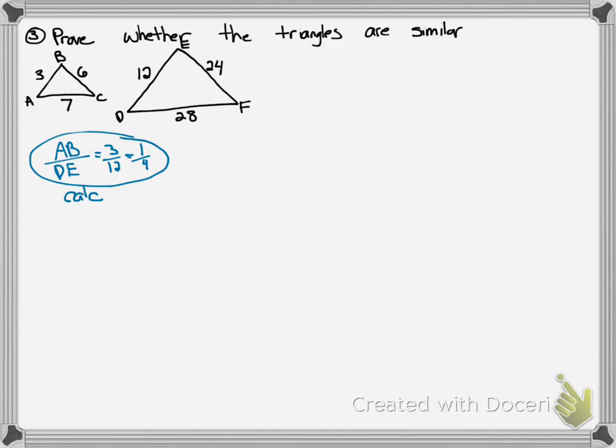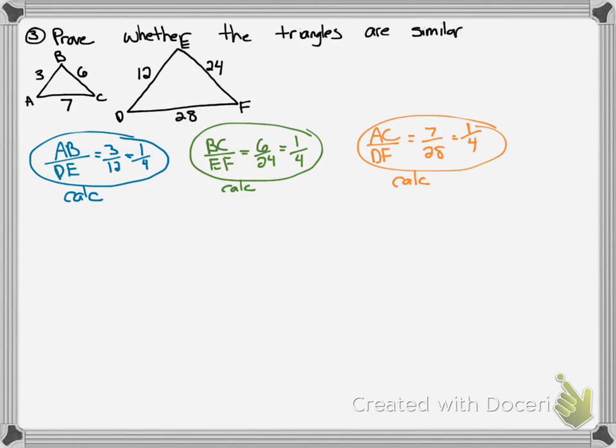Here's the first step that I did, comparing the smallest side on the triangle on the left with the smallest side on the triangle on the right. Gives me 3 over 12 or 1 over 4. Those are just calculations. Do the same thing with your other two pairs of sides. So comparing all the corresponding side ratios, BC over EF, 6 over 24, reduces to 1/4. AC over DF, 7 over 28, reduces to 1/4.